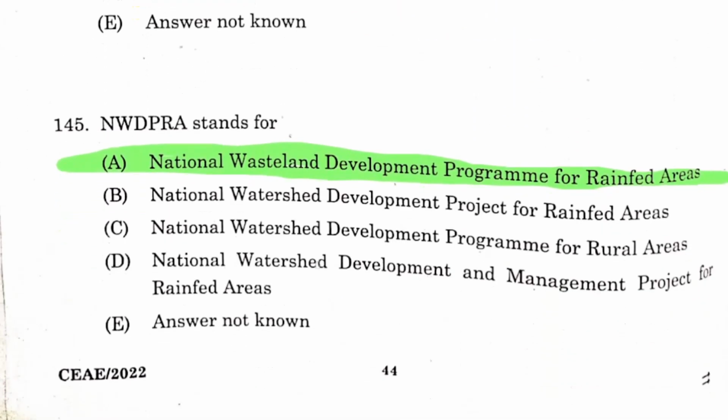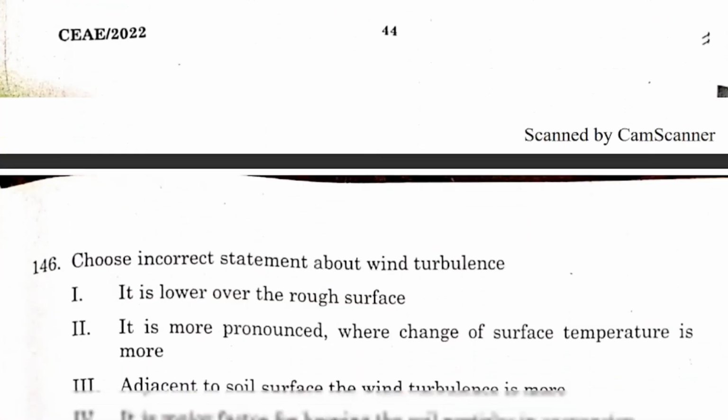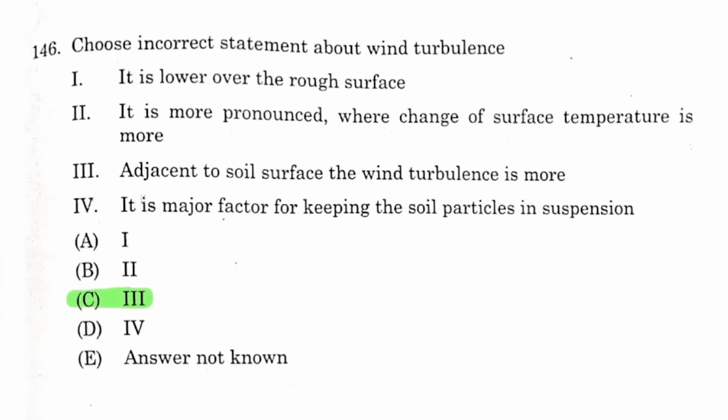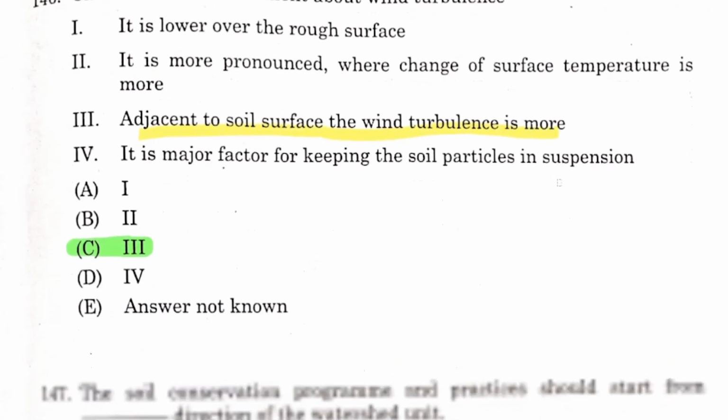Next one is NWDPRA, which stands for National Watershed Development Program of Rainfed Areas. Option number A is correct here. Next question is choose the incorrect statement. So here the incorrect statement is statement number 3.